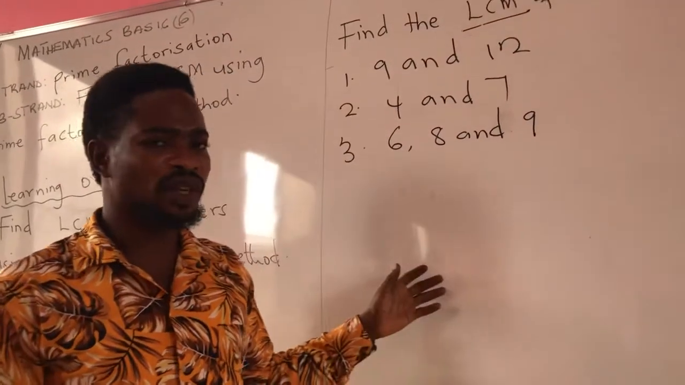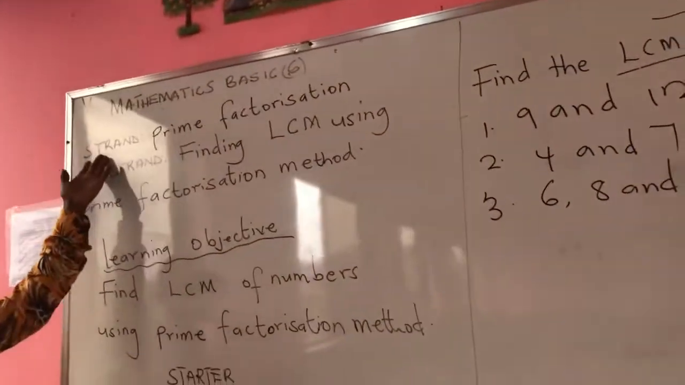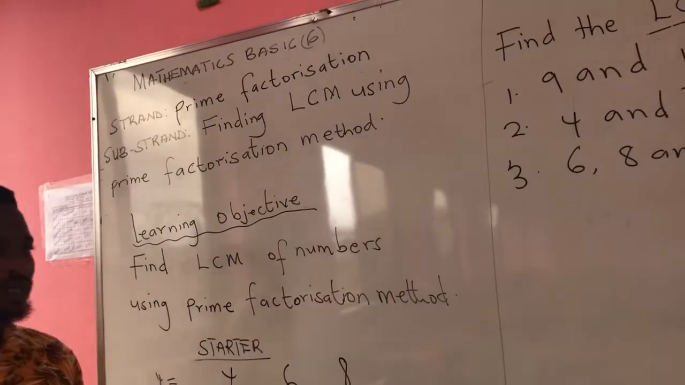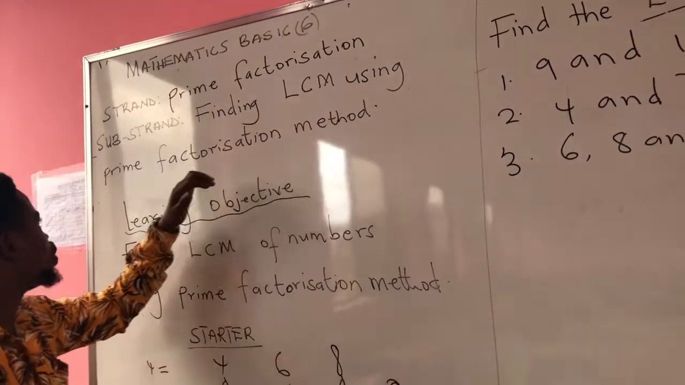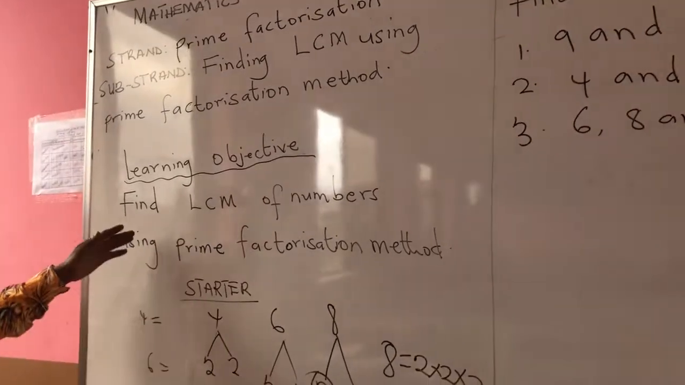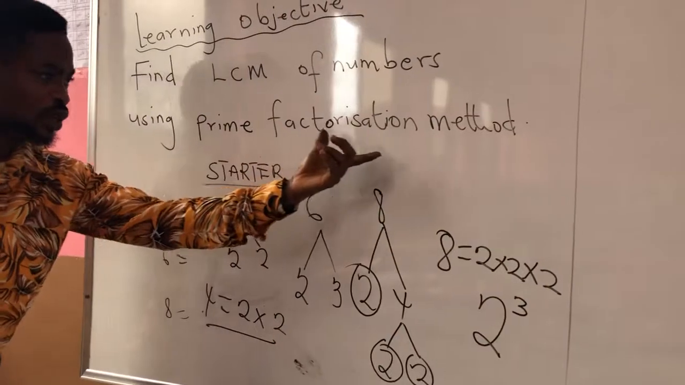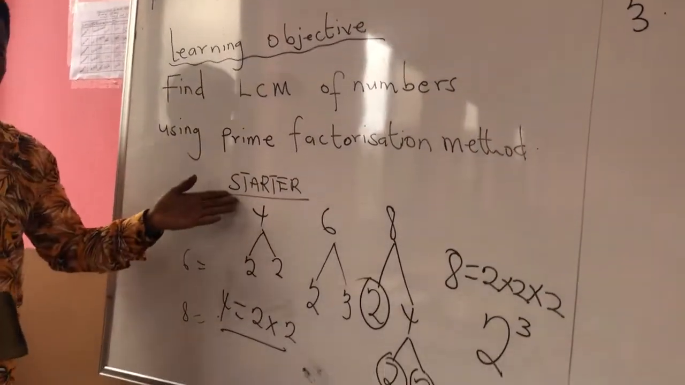I hope in our previous lesson we've studied prime factorization, which is our strand, and our substrand is finding LCM using prime factorization method. We are still going to find LCM of some numbers using prime factorization. That is our learning objective. Let's look at our starter.